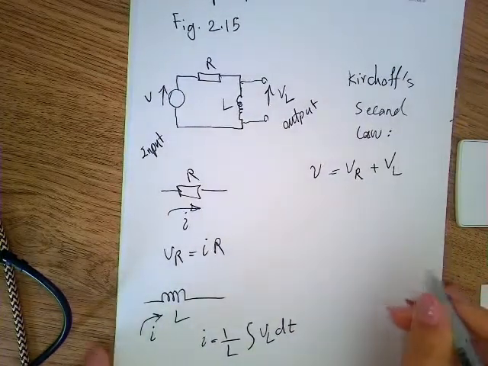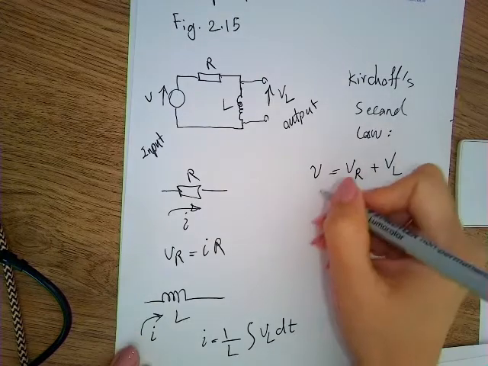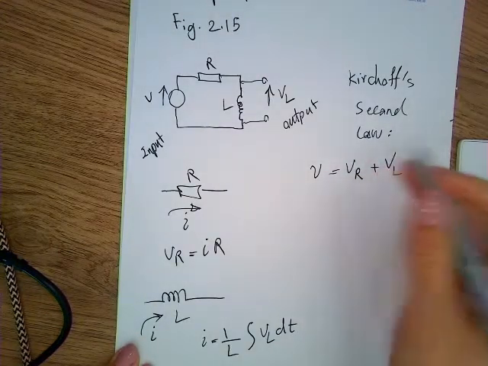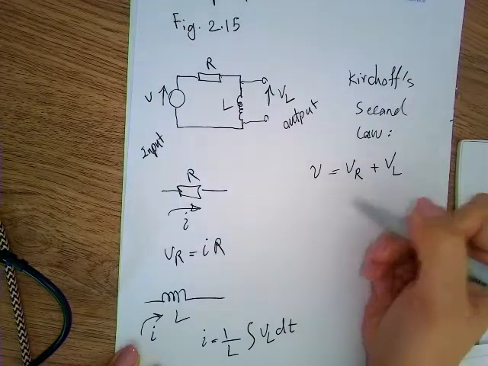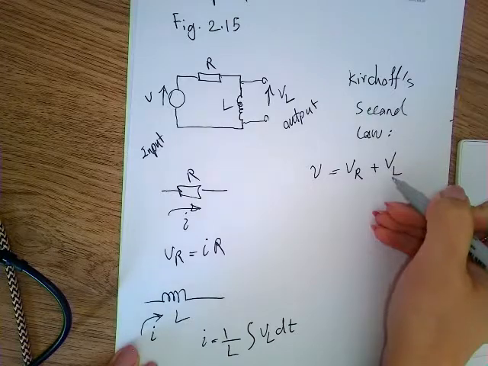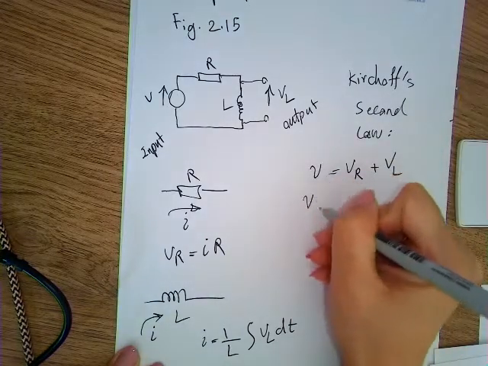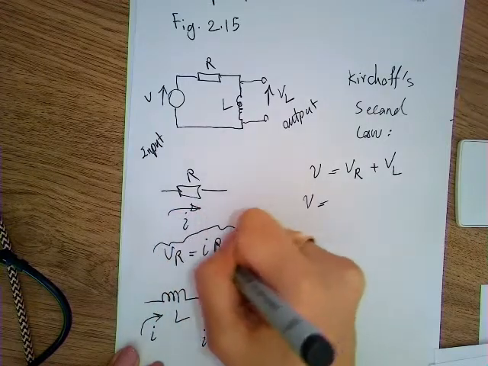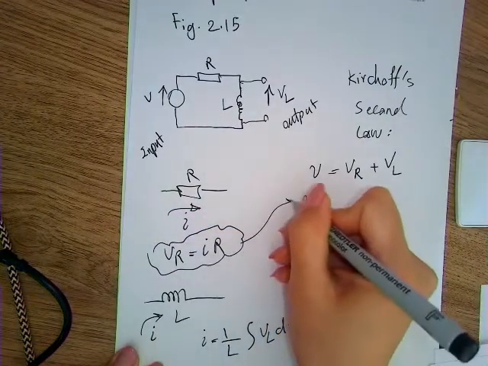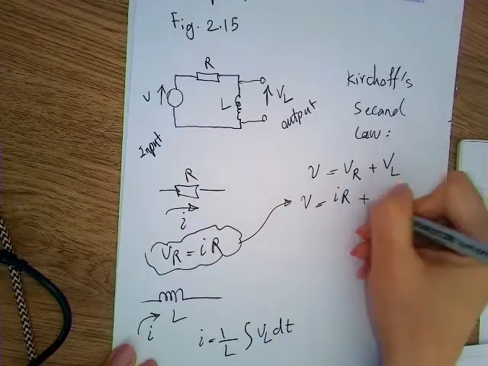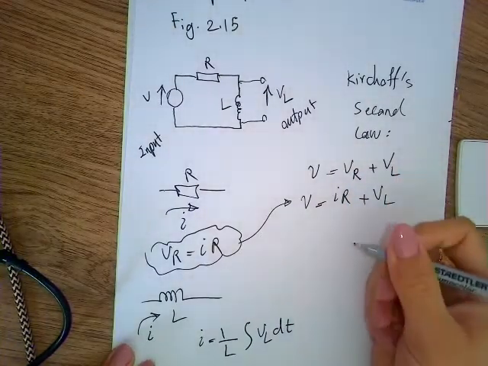Now let's replace them inside this equation and see how it looks. We want to have VL on the right side and V on the left side. So we need to replace the VR. We are happy with the VL itself. Now let's replace that from this one. So that is IR plus VL, so we keep the VL as it is.